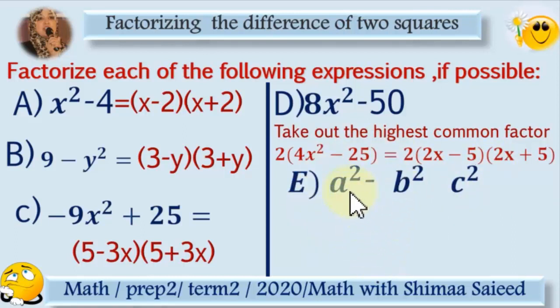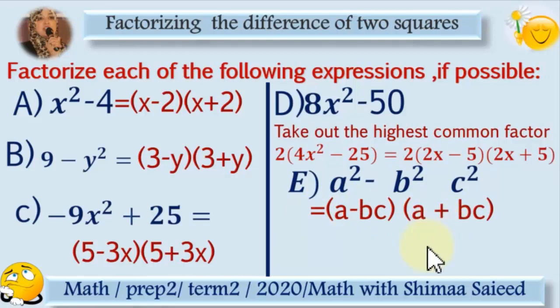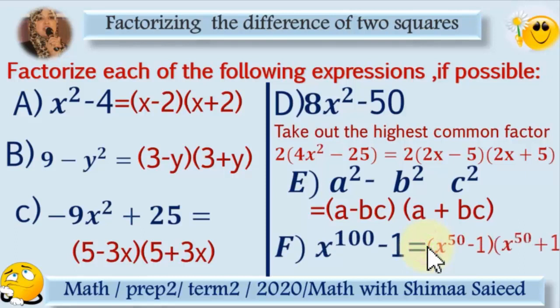Here we can factorize it as a difference of two squares, a minus bc times a plus bc. The last one, x to the power 100 minus 1. We can factorize it as x to the power 50 minus 1 times x to the power 50 plus 1, because when we multiply the same bases, we add powers.